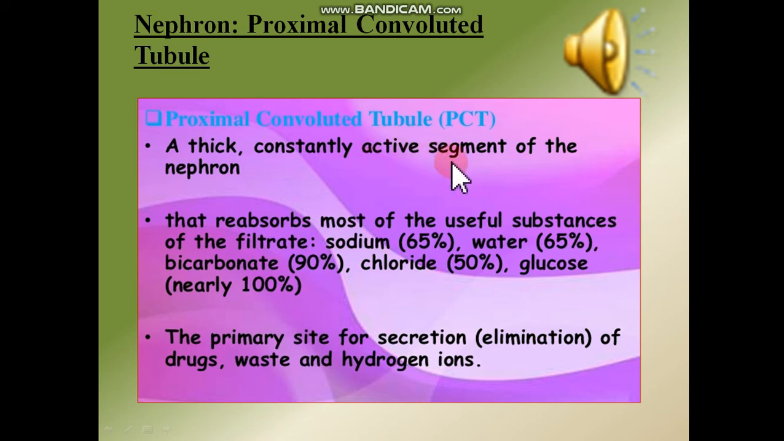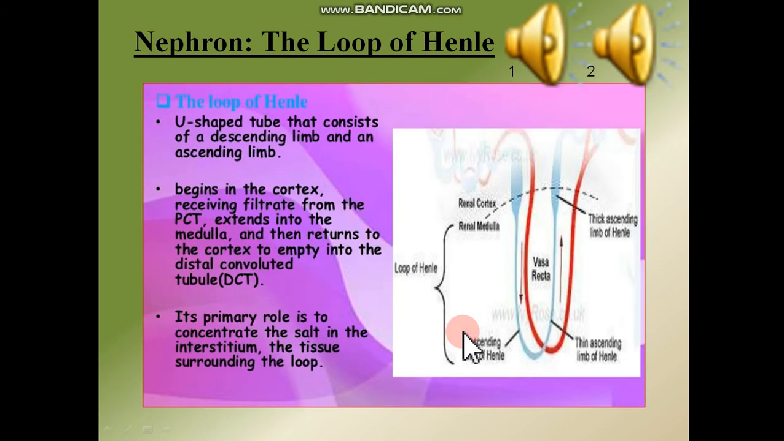Now the proximal convoluted tubule is continuous with the glomerular capsule. It is a thick, constantly active segment of the nephron. It reabsorbs most of the useful substances from the filtrate. Filtrate is the filtered material in the Bowman capsule. Sodium 65%, water 65%, bicarbonate 90%, chloride 50%, and glucose nearly 100%. It is the primary site for the secretion and elimination of drug waste and hydrogen ions.